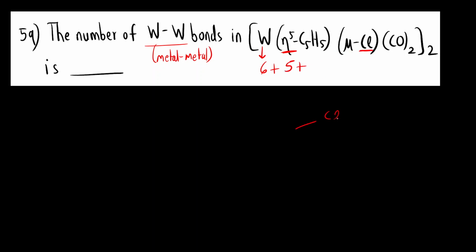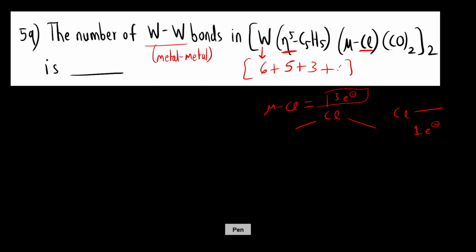Always remember whenever Cl is in bridge, it donates how many electrons? 3 electrons. Very, very important. When you see mu Cl, there will be 3 electrons. If it is terminal like this, then it donates 1 electron. So here it is 3 plus CO. CO is a 2 electron donor. This is how much? 6 plus 5, 11 plus 3.